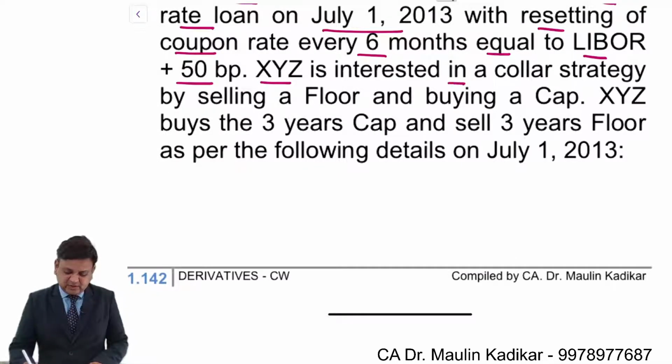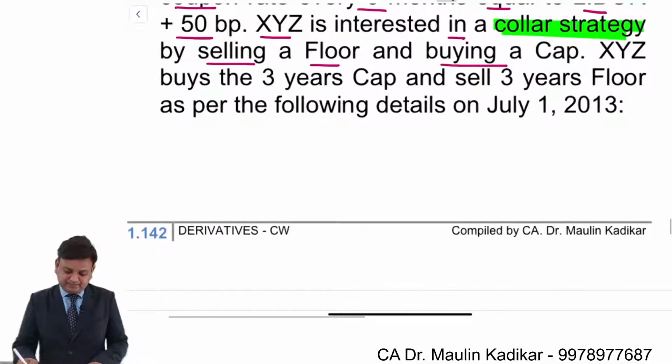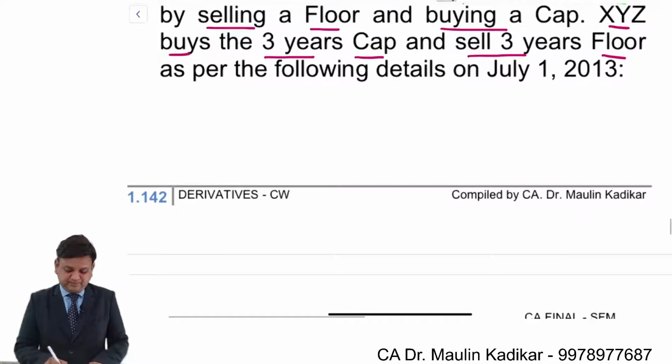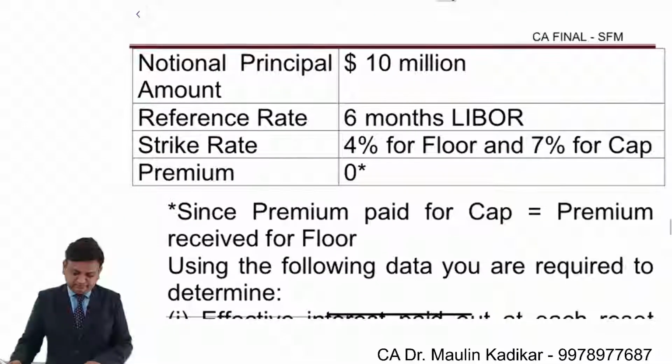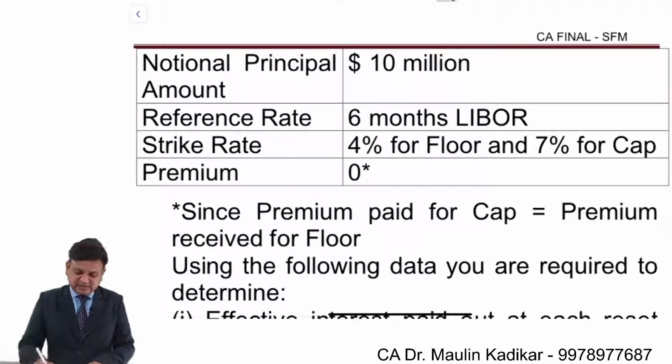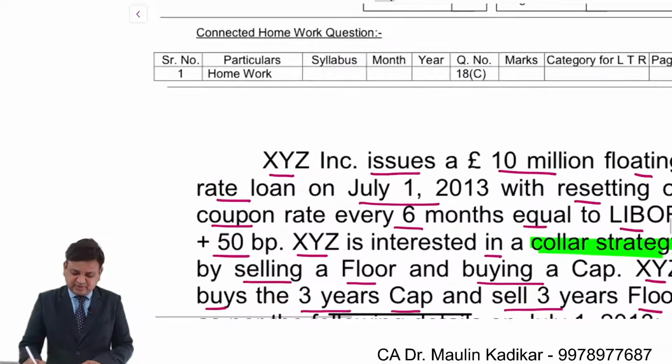XYZ is interested in a new collar strategy by selling a floor and buying a cap. XYZ buys a 3 year cap and sells a 3 year floor as per the following details on July 1st, 2013. Notional principal is 10 million. Friends, over here we will consider the currency pound only. That is the currency which they have provided over here.